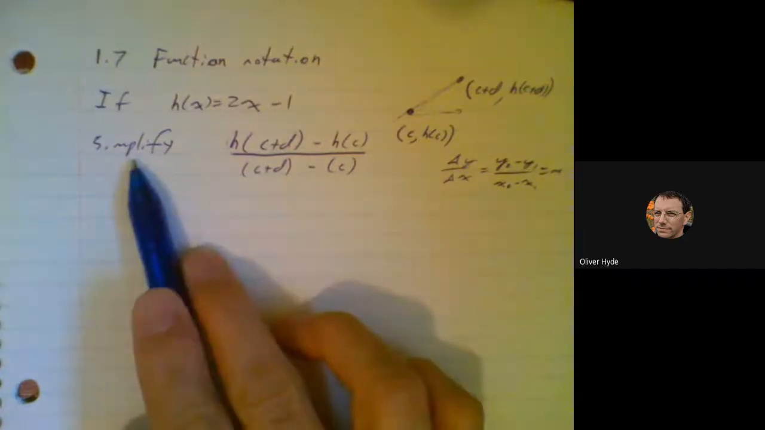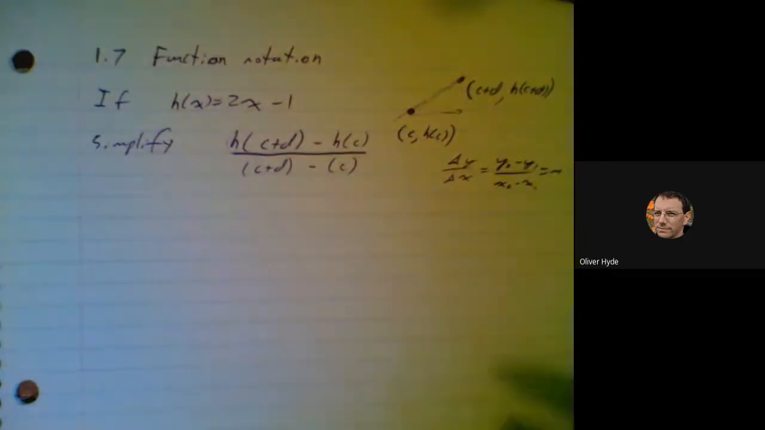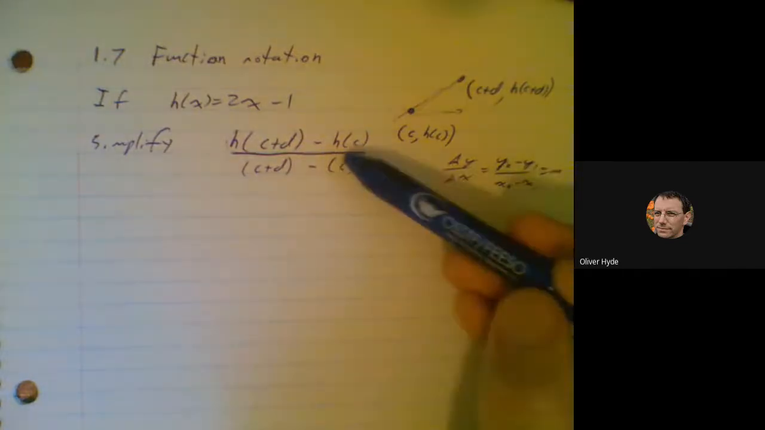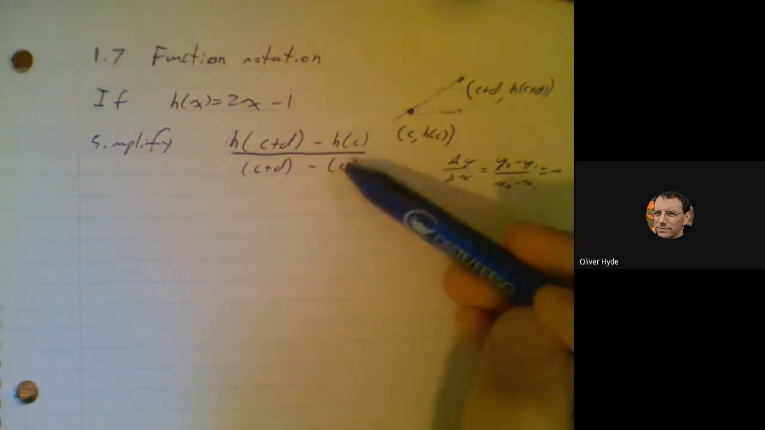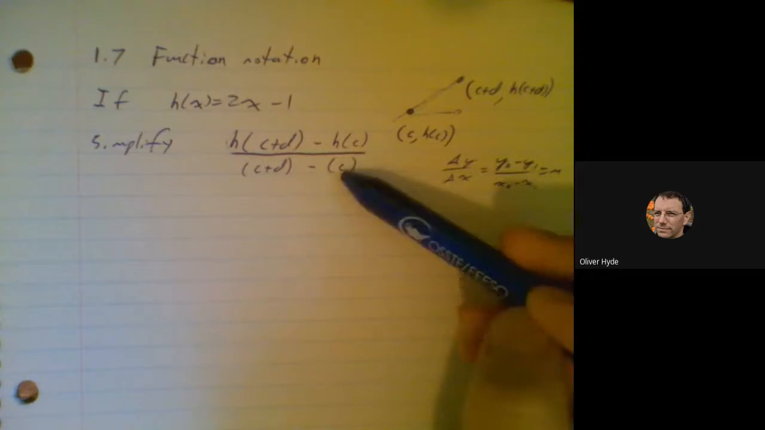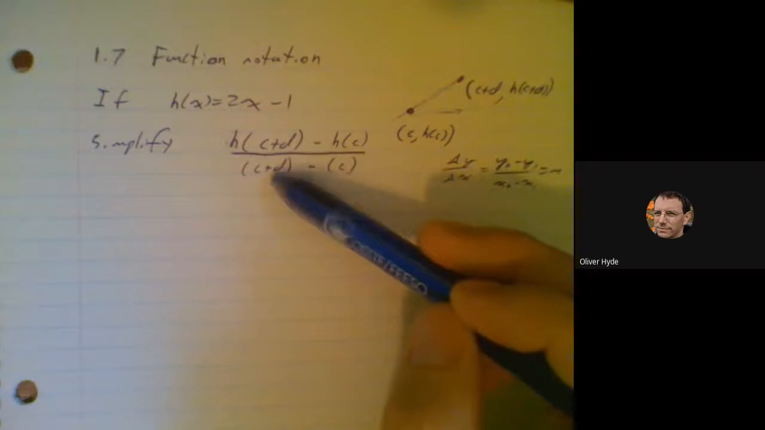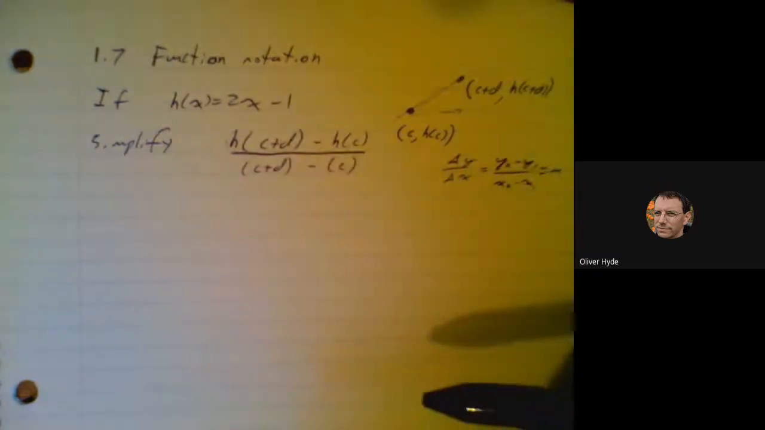We're told to simplify. Turns out we can't actually evaluate this, and I'm wondering if we can start to see some advantages here. The slope formula has like 1, 2, 3, 4, 5 different unknowns. You have to use subscripts to say, this is the y value that corresponds with the second x value, and this is the y value that corresponds with the first x value. You can make use of those inputs again. You call c x1, h of c is y1. You call c plus d x2, then h of c plus d is going to be y2.